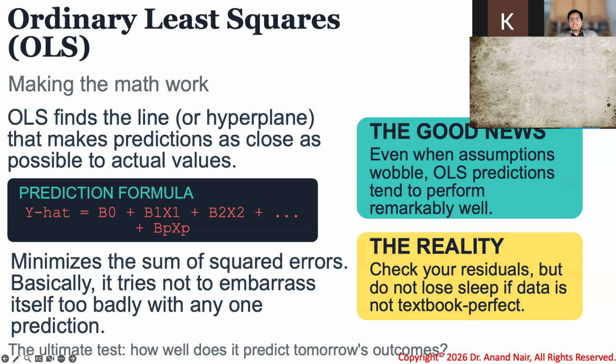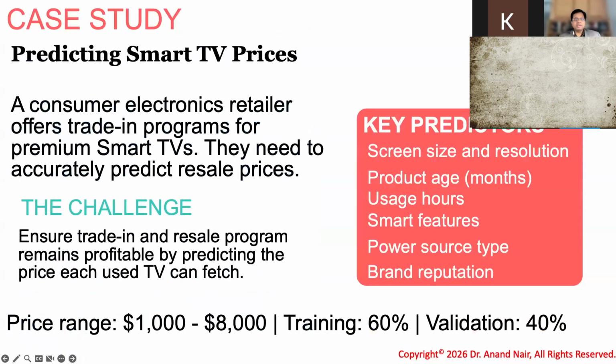And the good news is that even when assumptions wobble, we have some assumptions within which we operate this. But even when these assumptions are not in line with what we had thought of, it typically performs remarkably well. The OLS model is still a decent model for it. So we don't need to lose sleep over perfect residual distributions. What we want to work on here is more of prediction for tomorrow. So we are not concerned as much about the level of explanation that it can provide, but more about the predictive capability.